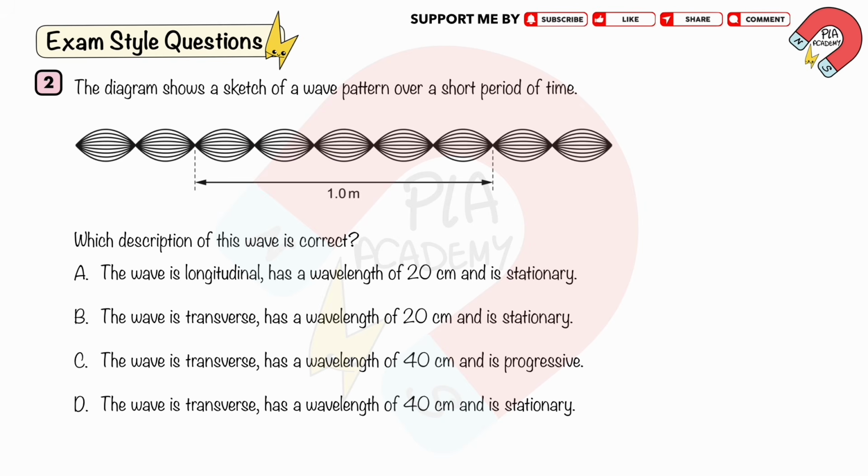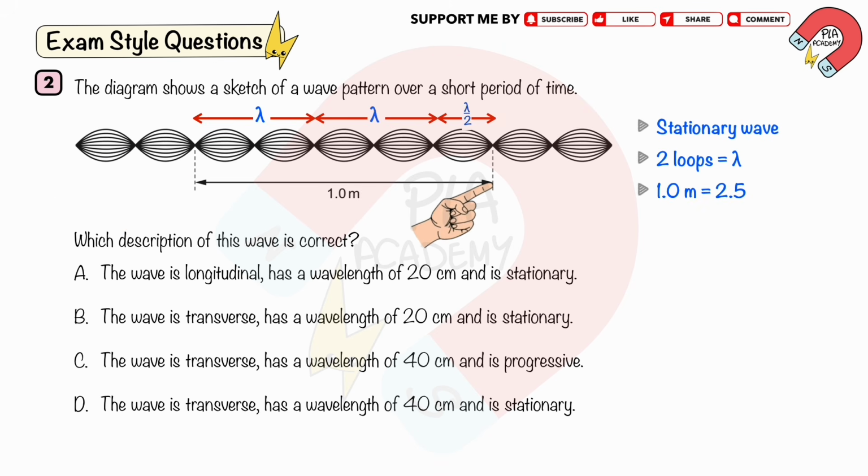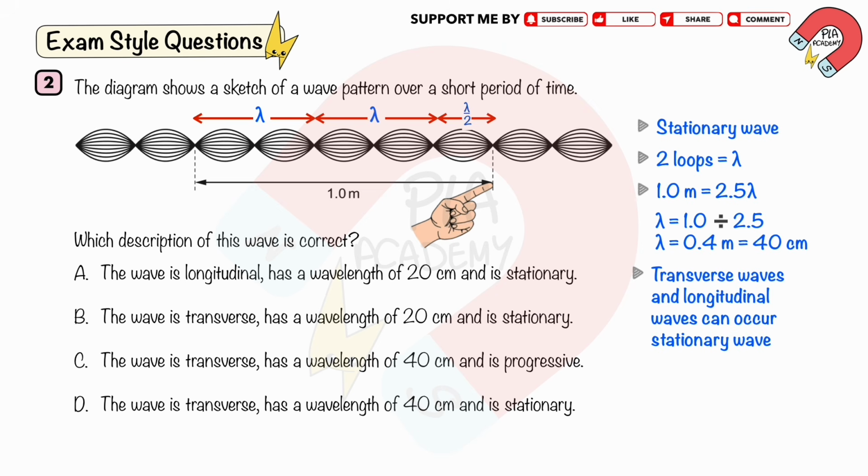Exam style question 2. The diagram shows a sketch of a wave pattern over a short period of time. Which description of this wave is correct? In the diagram showing the stationary wave, the distance for two loops is a wavelength. One meter has 5 loops, which is equivalent to 2.5 wavelengths. So, we can determine the wavelength of the wave is equal to 1 meter divided by 2.5, which is 0.4 meters, or 40 centimeters. Both transverse waves and longitudinal waves can form a stationary wave.